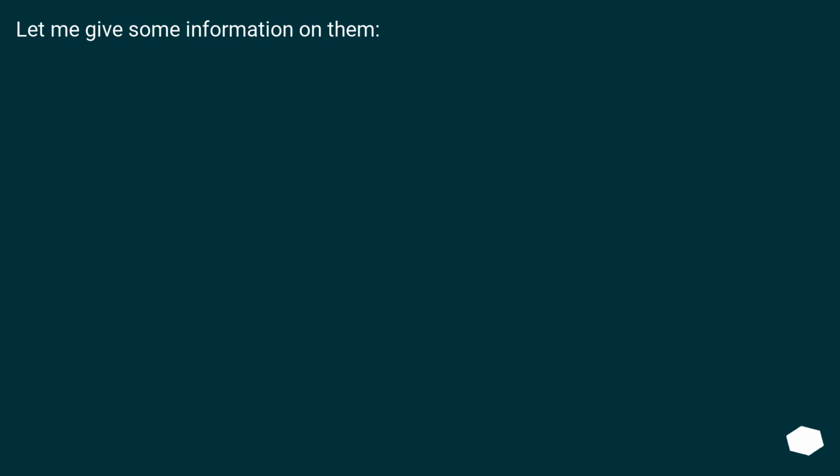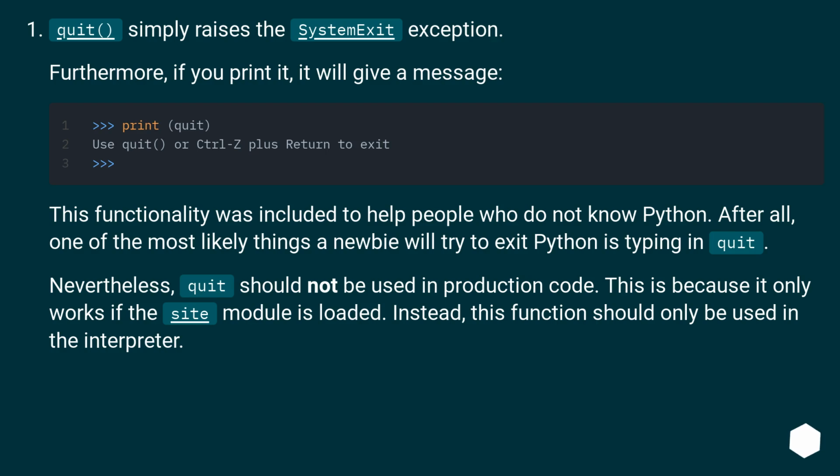Let me give some information on them. Quit simply raises the SystemExit exception. Furthermore, if you print it, it will give a message. This functionality was included to help people who do not know Python. After all, one of the most likely things a newbie will try to exit Python is typing in quit. Nevertheless, quit should not be used in production code. This is because it only works if the site module is loaded. Instead, this function should only be used in the interpreter.